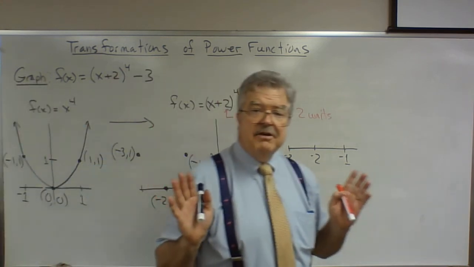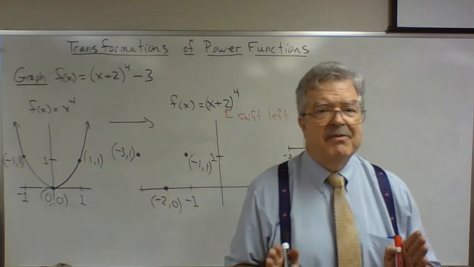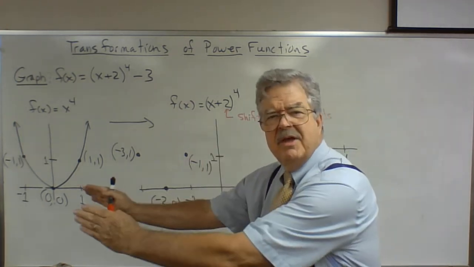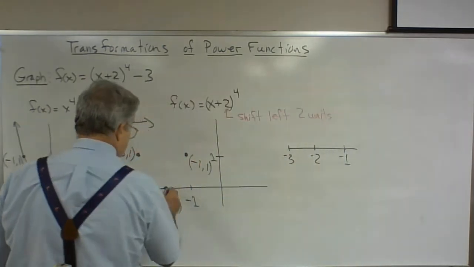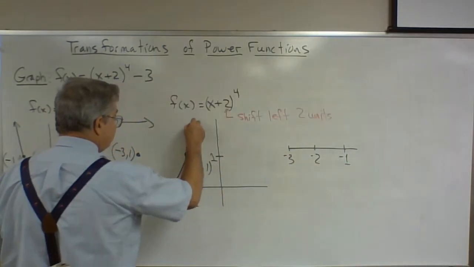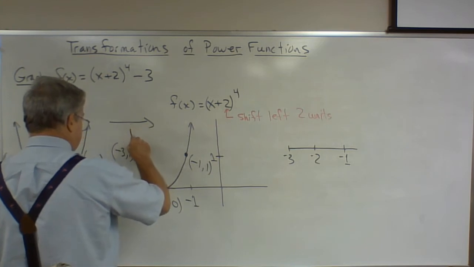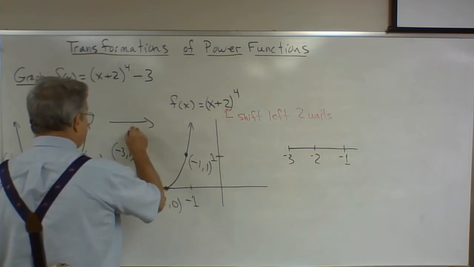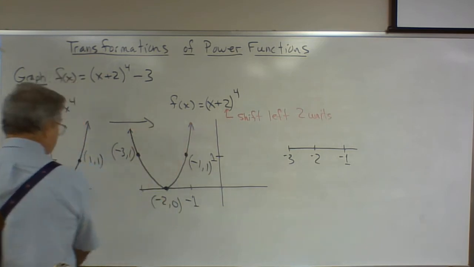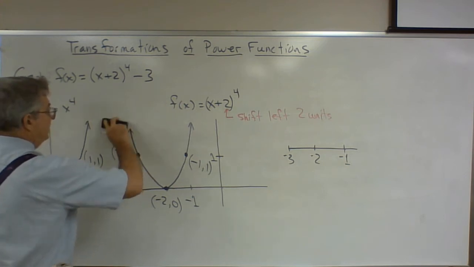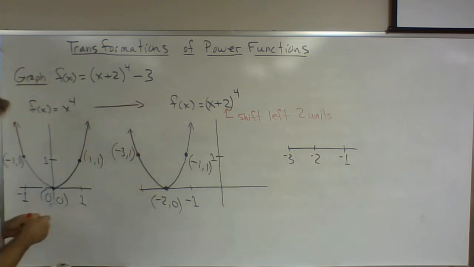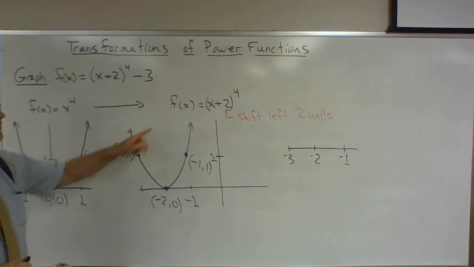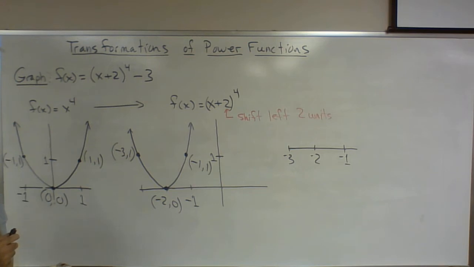We haven't changed the size or shape of the graph. We've just moved the whole thing 2 units to the left. And we hang our graph on this skeleton now. Excellent. So this is the graph of f of x equals (x plus 2) to the 4th.